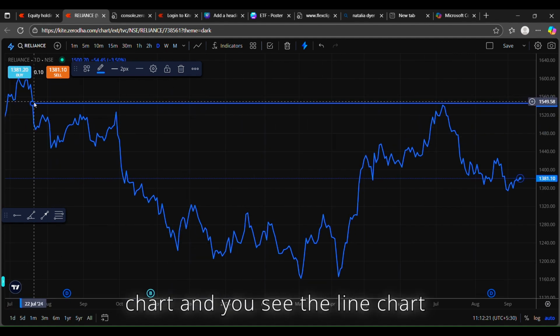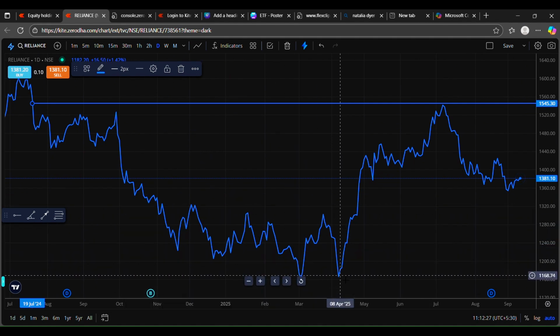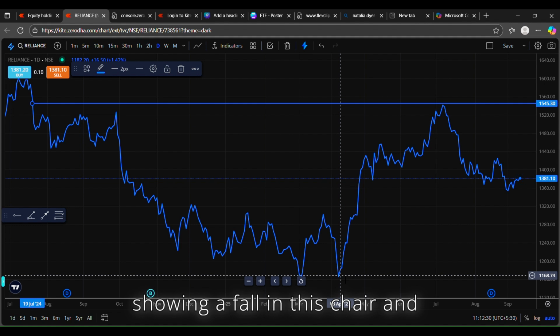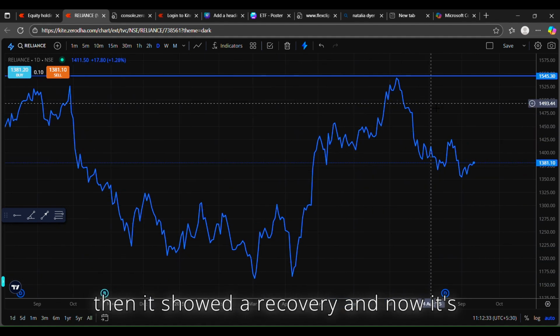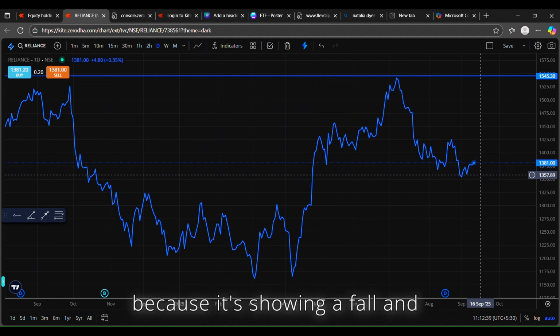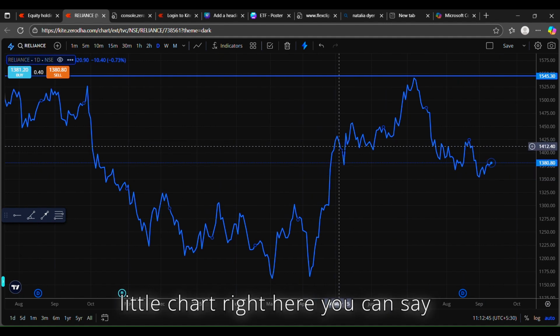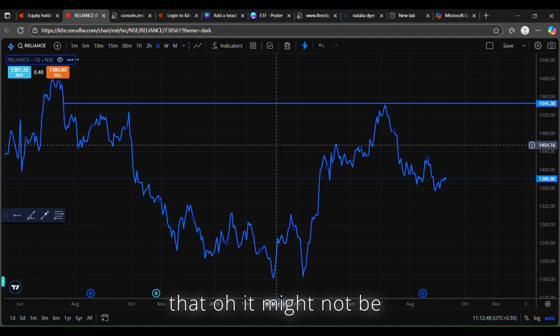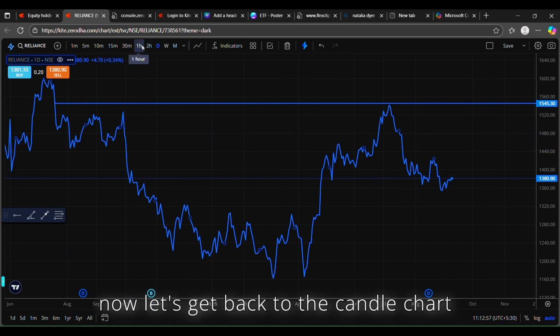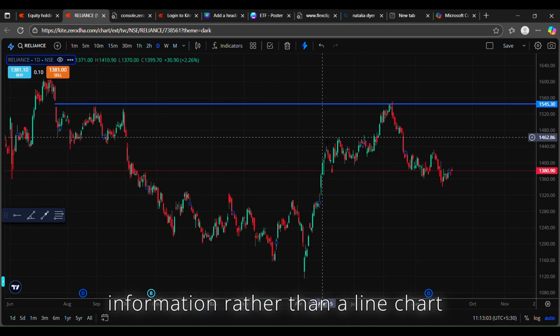This is a line chart, and you see the line chart has been showing till April, showing a fall in this share, and then it showed a recovery, and now it's showing a fall again. Because it's showing a fall, by watching this little chart right here, you can say that it might not be going up anytime soon. Now, let's get back to the candle chart because it just gives you more price information rather than a line chart.